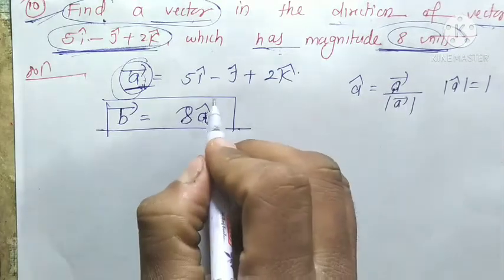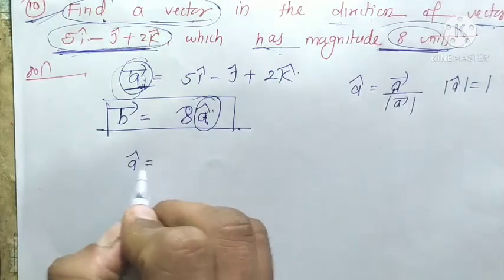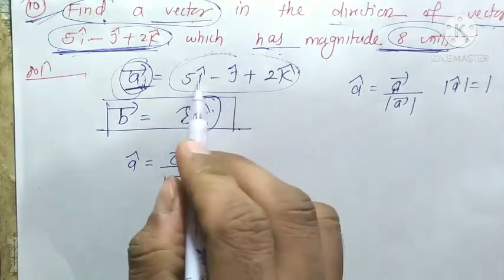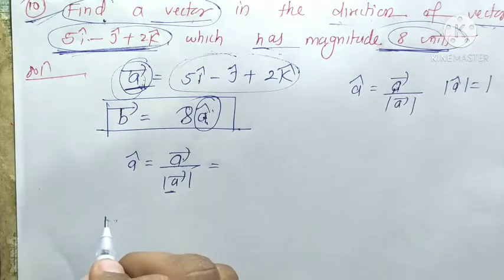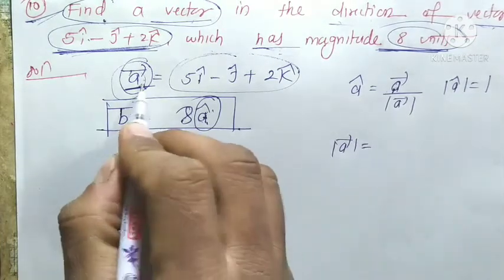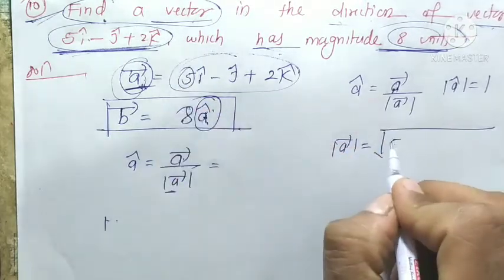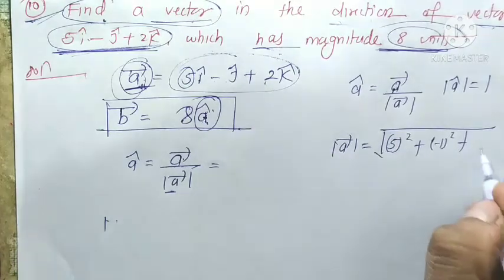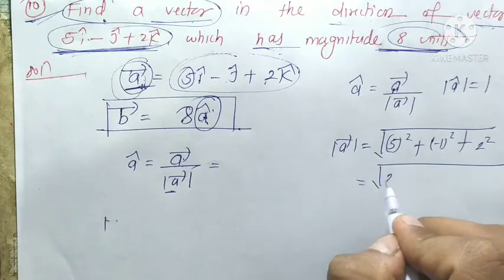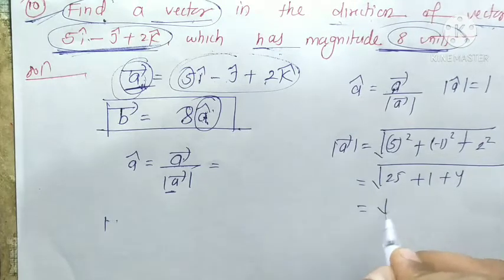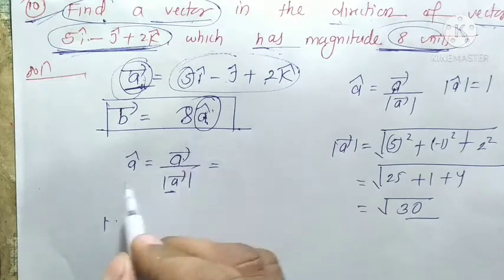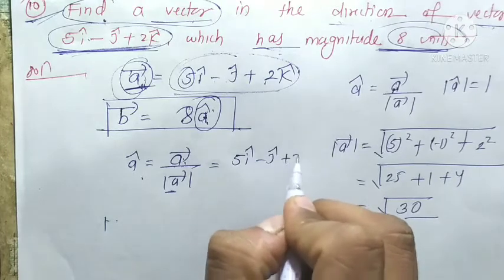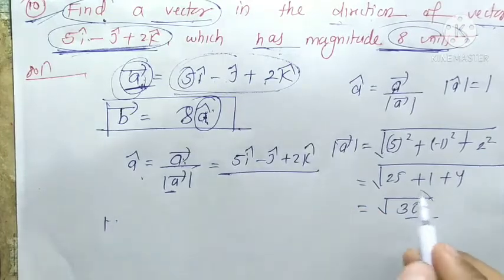So what we do here, firstly we find this unit vector. Unit vector is equal to vector a upon magnitude value of vector a. This is the value a, and now we have to find the magnitude value. So firstly we find the magnitude of a: 5 square plus minus 1 square plus 2 square, 25, 1, 4, 30. So unit vector is equal to vector a, that is 5i minus j plus 2k, upon magnitude value under root 30.